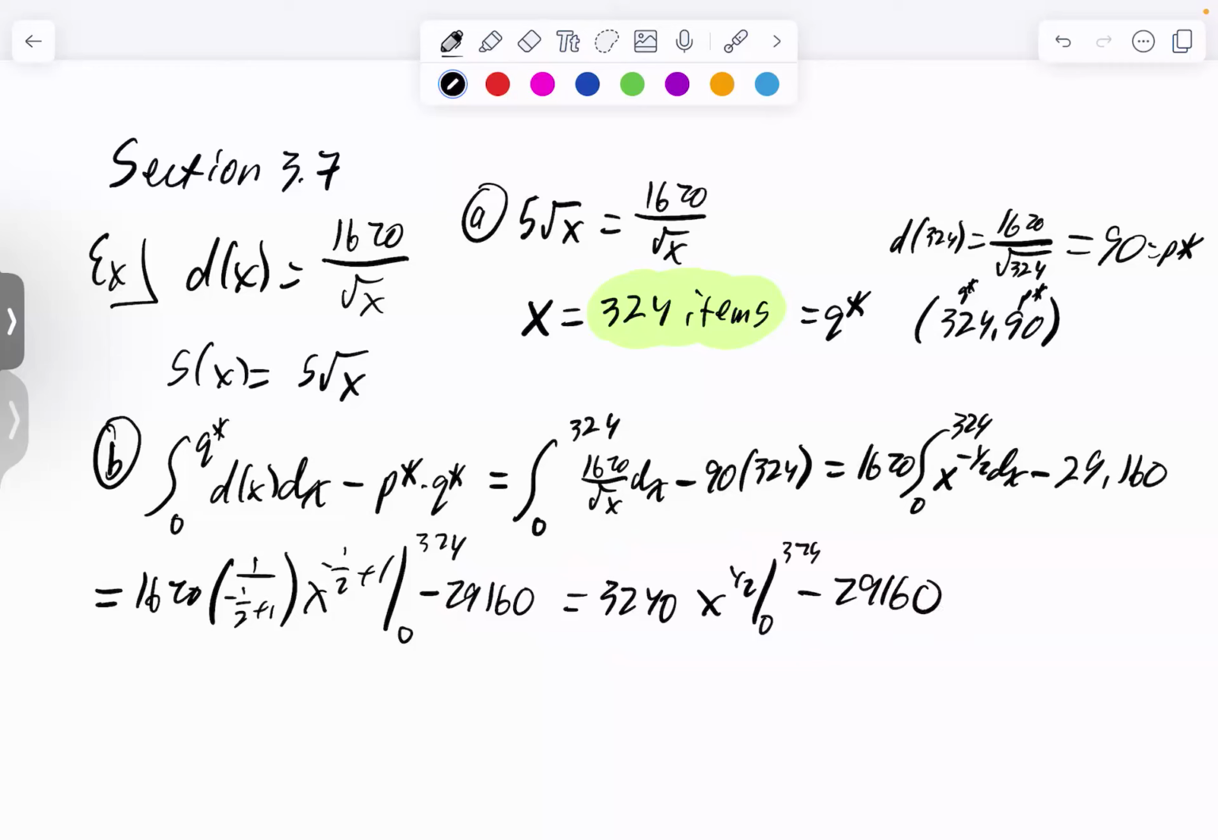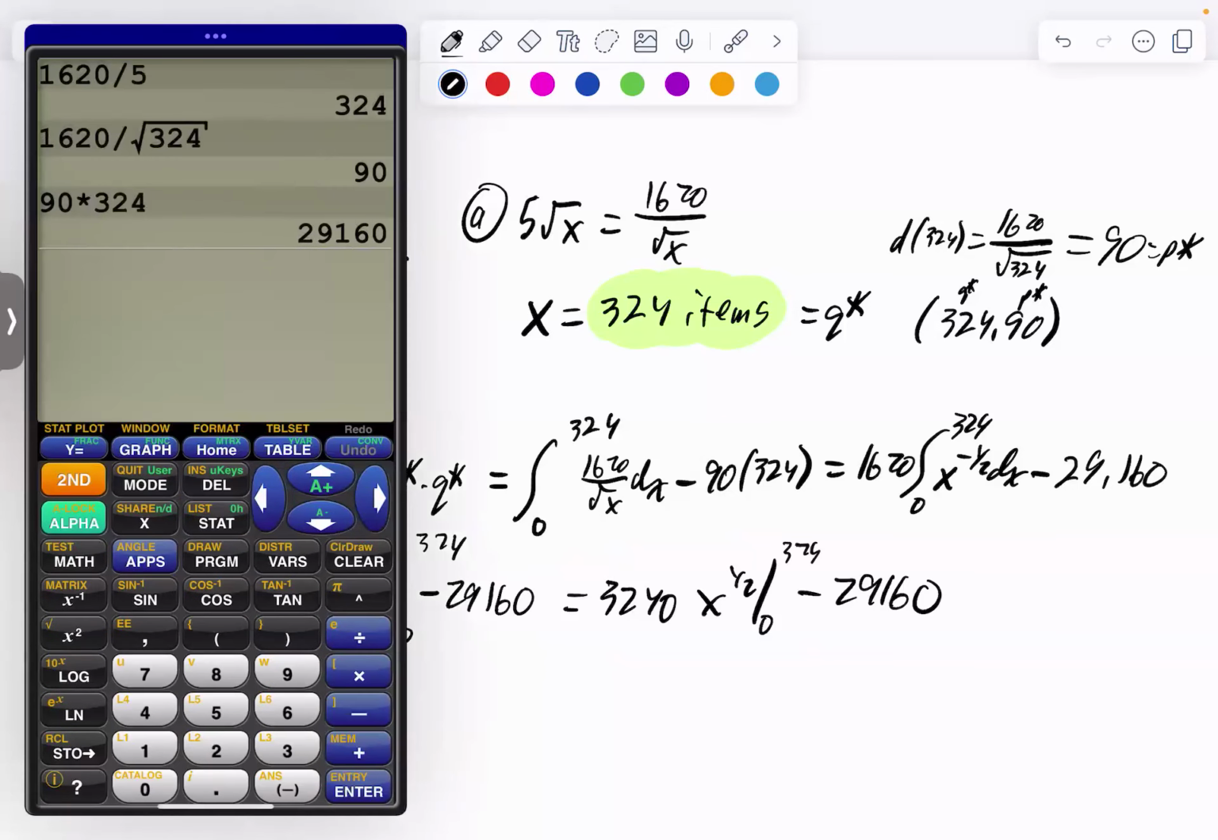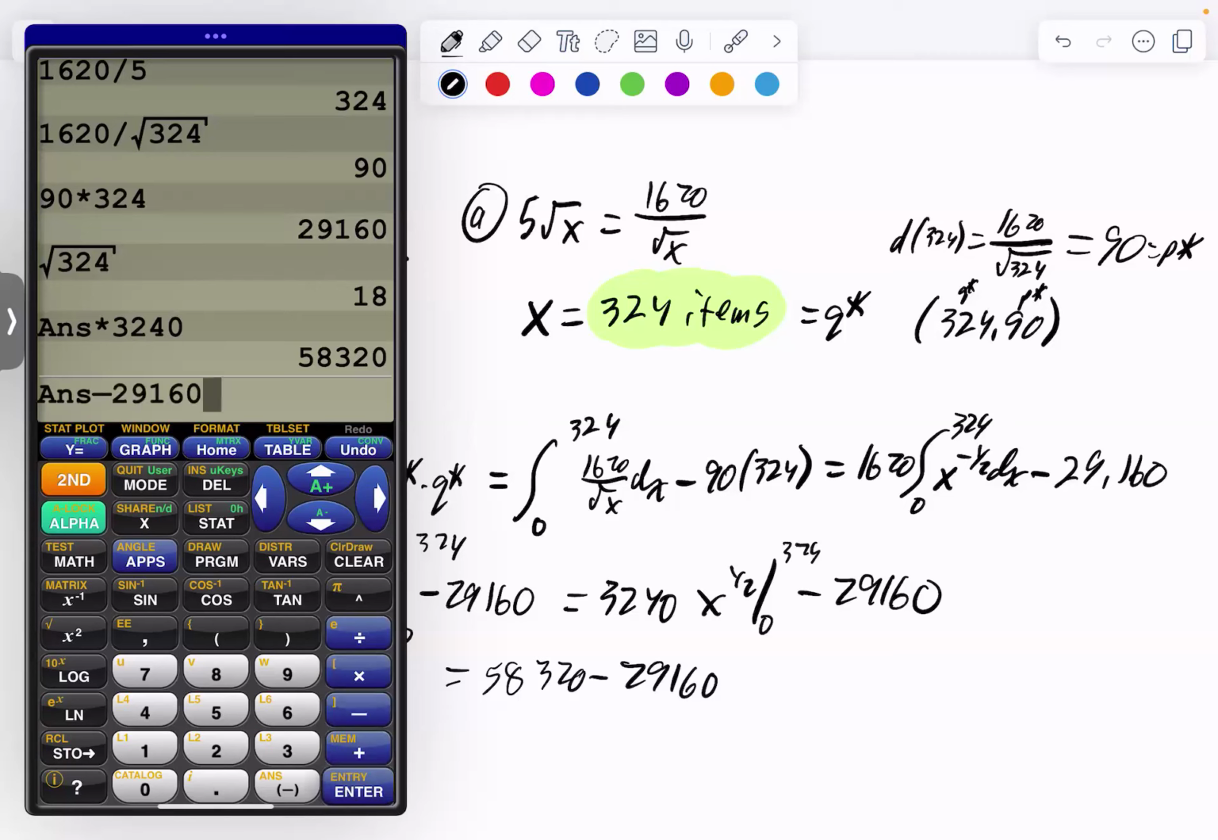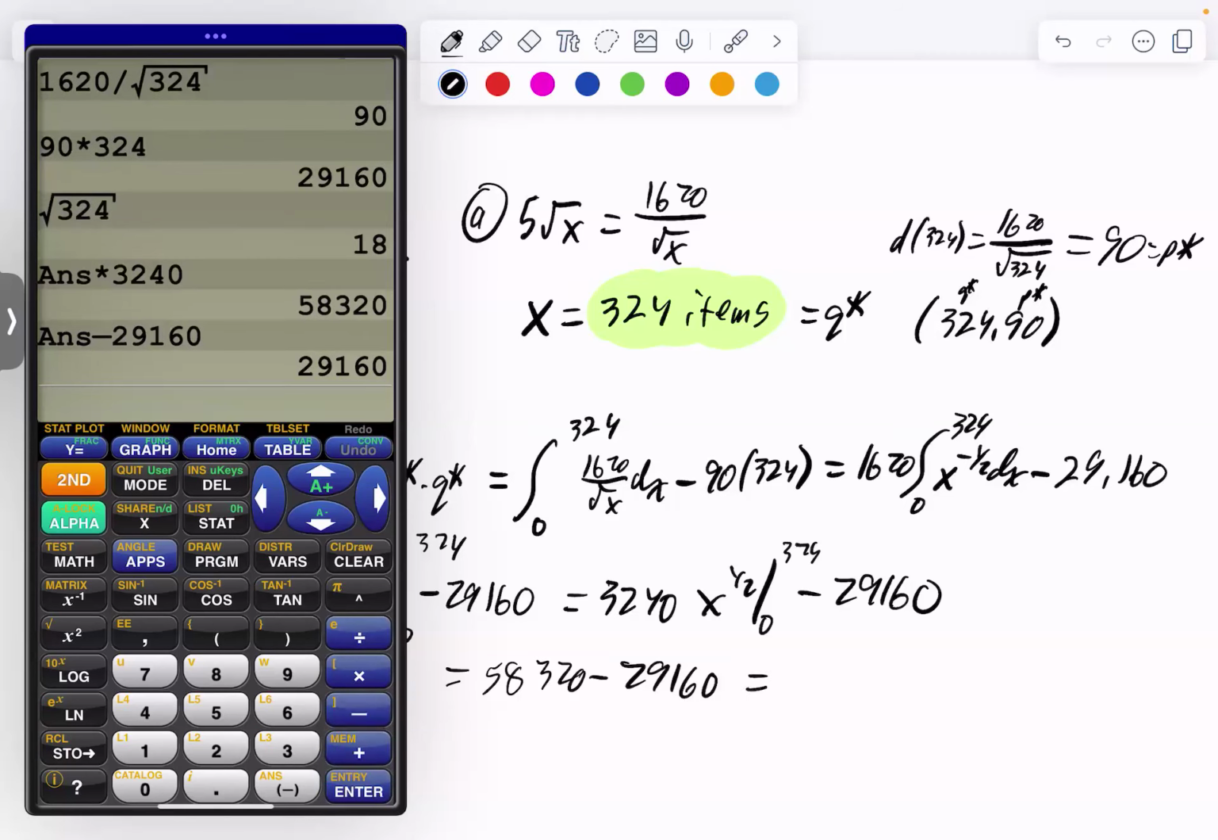And the square root of 324 is 18, times 3240. So I'm getting 58,320 minus 29,160. So we are going to get $29,160.